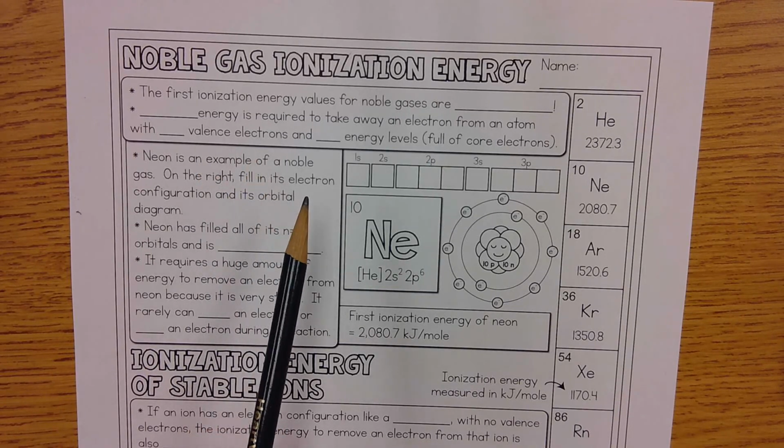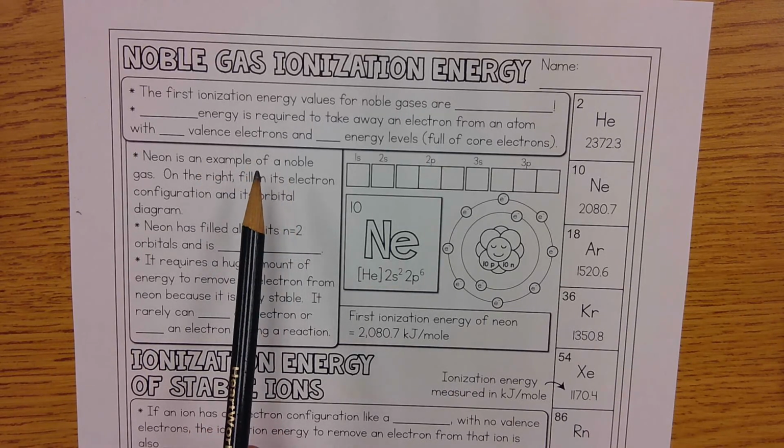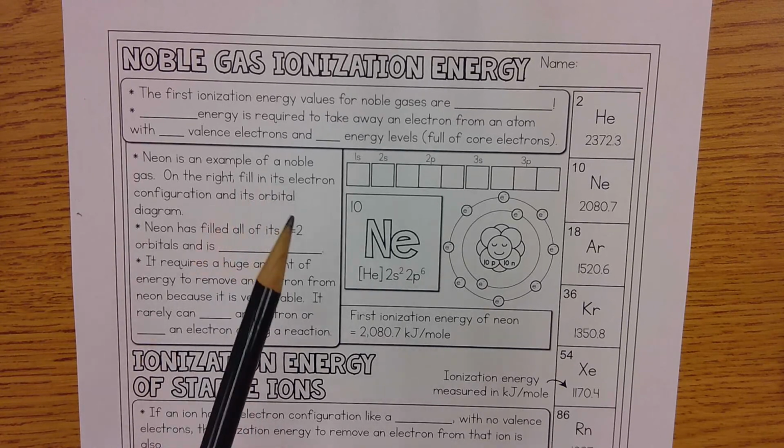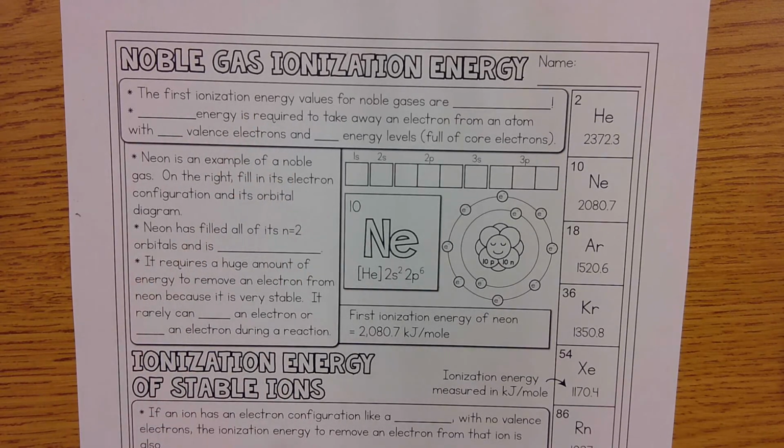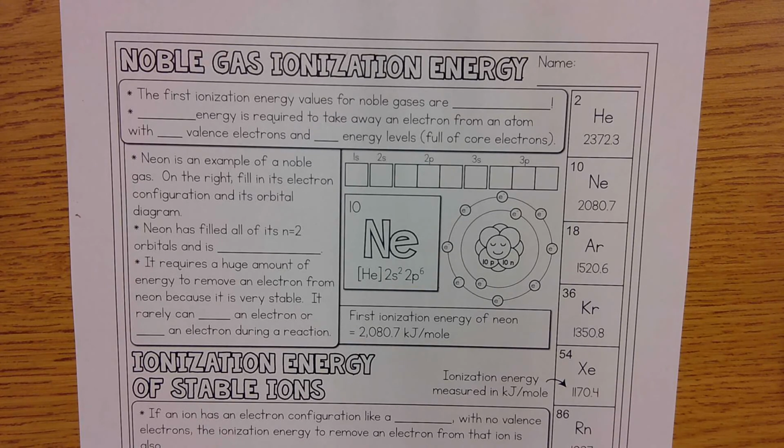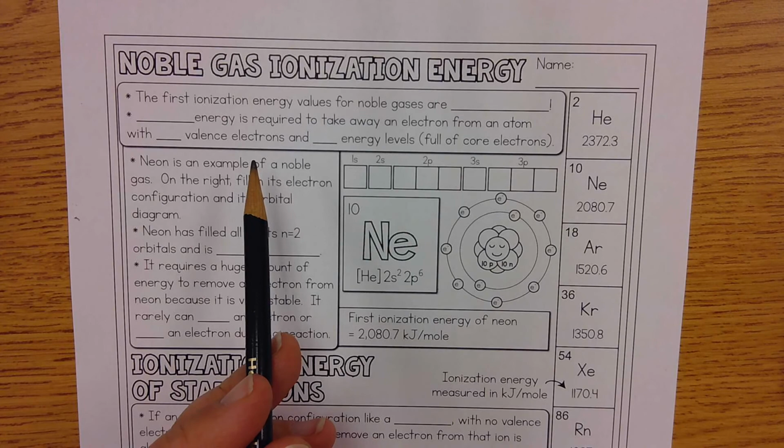Hey y'all, the last type of ionization energy we want to briefly look at is that of the noble gases and of stable ions. We briefly talked about those in the last video, but I want to go over them a little bit more.